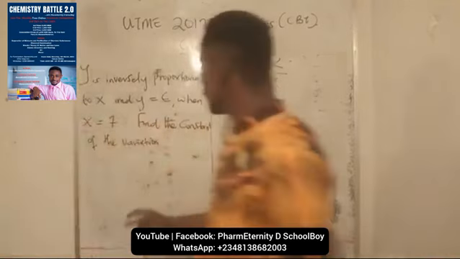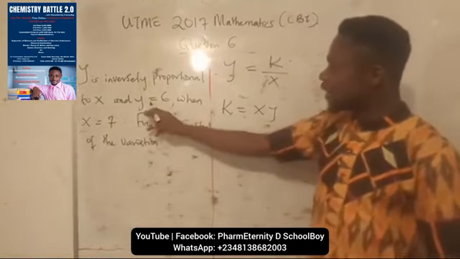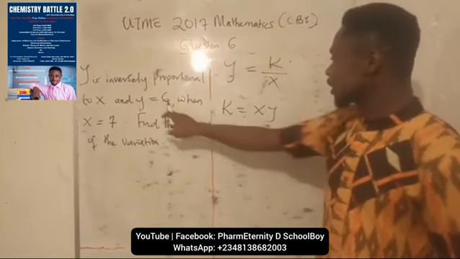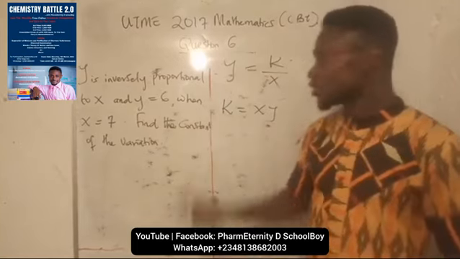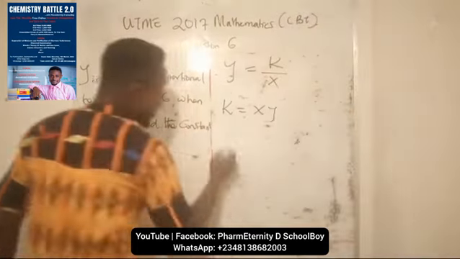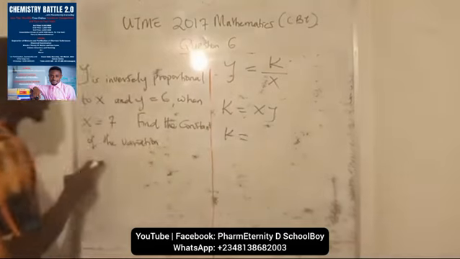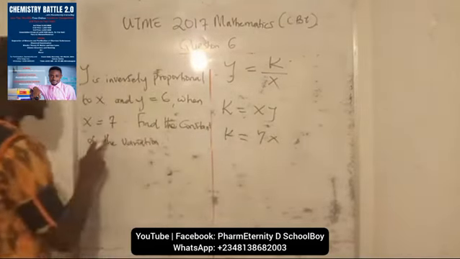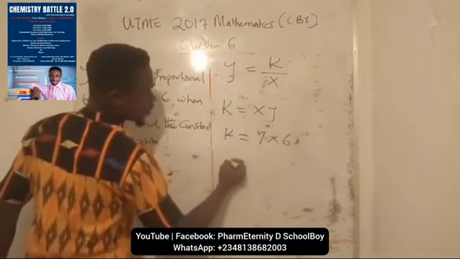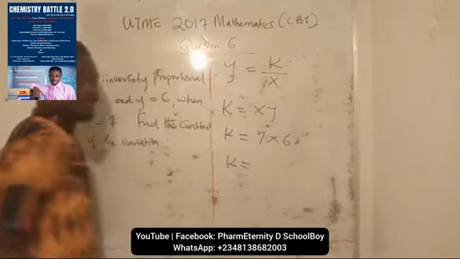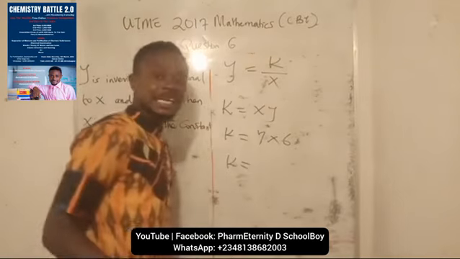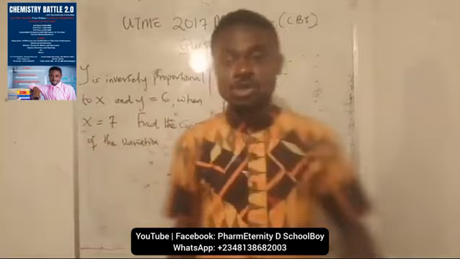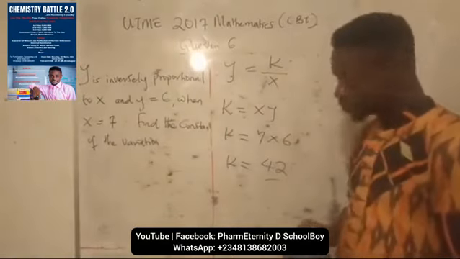But we have values here. They say that y is 6 when x is 7. So let's substitute x and y with these values to find our k. So k is now equal to x, which is 7, times y, which is 6. So k is now equal to 7 times 6, which is 42. So k is 42.